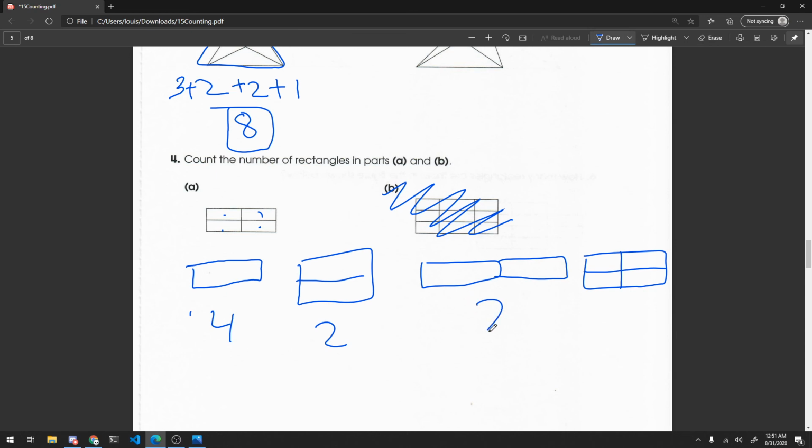And for a large rectangle, we have only 1, and it's the whole picture. So we have 1 here. And what we do is we add 4 plus 2 plus 2 plus 1. That gives us 9, and that is our final answer.